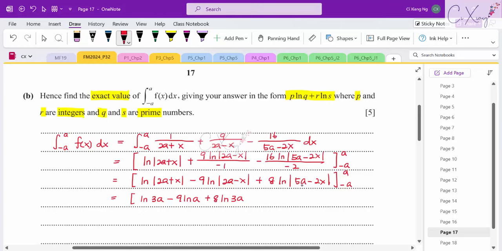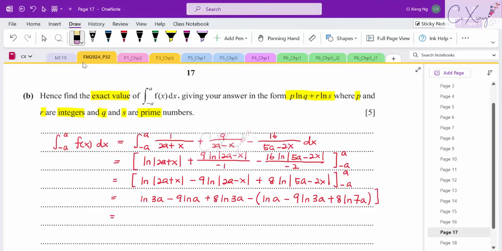Then I want to substitute the second value, which is the lower limit, -a. If I substitute -a here, I will have ln a, since 2a minus a is a, right? Then -9 ln(2a plus a), which is 3a. Then plus 8, 5 plus 2 is 7. So you simplify the terms very carefully, without making any careless mistakes, before you simplify your answer into the pattern that they want.